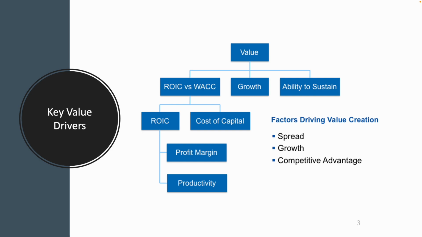ROIC is a function of margin, how much you make, times productivity, how often you make it. So 5 things matter to valuation: margin, productivity or efficiency, cost of capital, which is risk, growth, and sustainability, how long things last. Mathematically, those are the 5 most important things that drive valuation. Those will become the key value drivers of our valuation models.